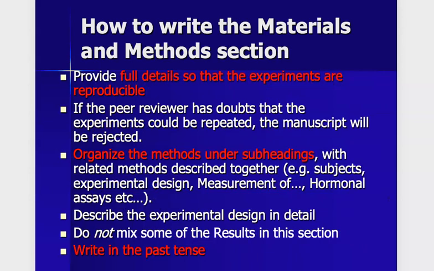How to write the materials and methods section. This section provides full details so that the experiment can be reproduced. If the peer reviewer has doubts that the experiment could be repeated, the manuscript will be rejected. Organize the method under subheadings with related methods. Describe together subjects, experimental design, measurements, etc.